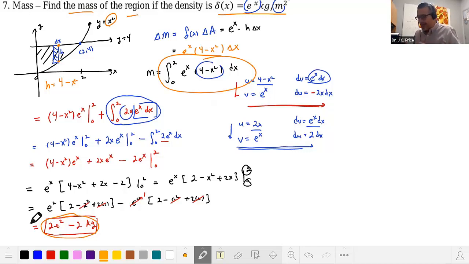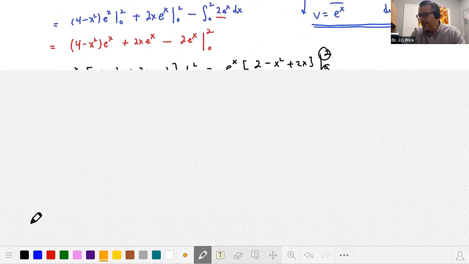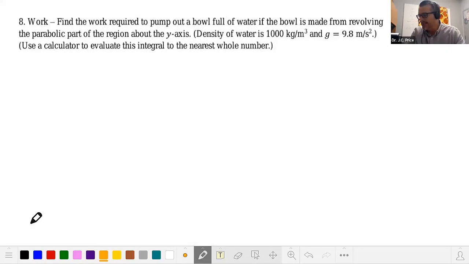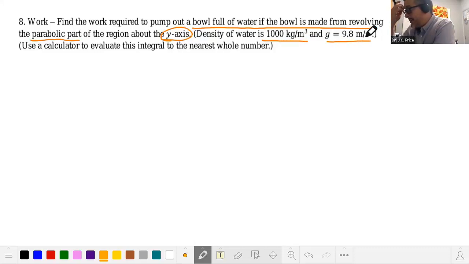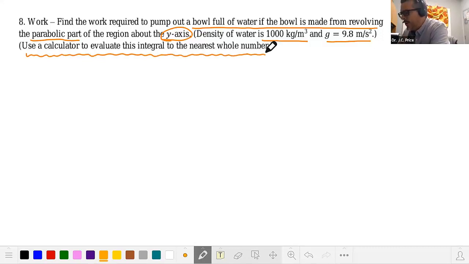And then finally, the last problem we need to do on here is this number 8, which looks like this, which is a work problem. So let's find the work to pump out a bowl full of water if the bowl is made from revolving that parabolic part of the region about the y-axis. And then it tells us what the density of water is, and it tells us what acceleration due to gravity is. And what's nice about this one, at the very end, we can evaluate it with our calculator, and we'll just round to the nearest whole number.